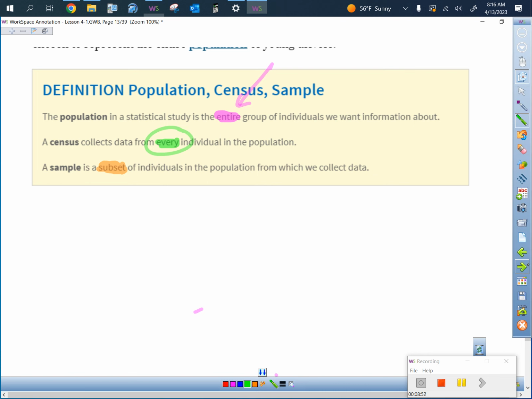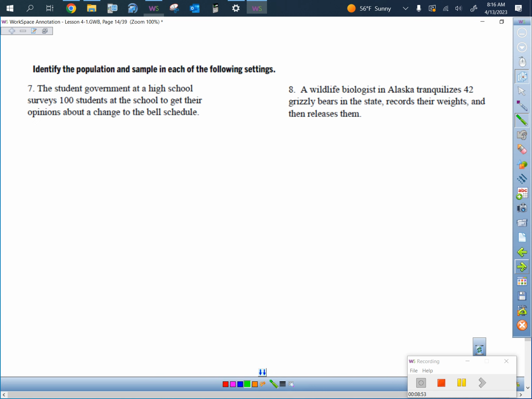So let's try a few and then see what goes on. Identify the population and the sample in each one. The student government at a high school surveys 100 students at the school to get their opinions about a change to the bell schedule. Let's talk about the entire group of people they are concerned about. Is it the 100 students or all the students in the high school?